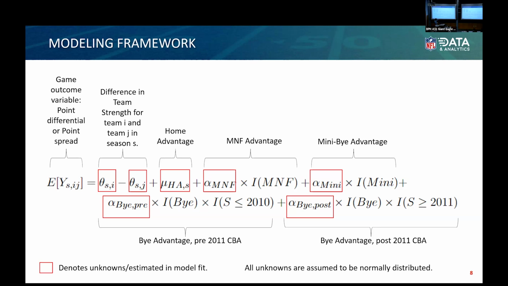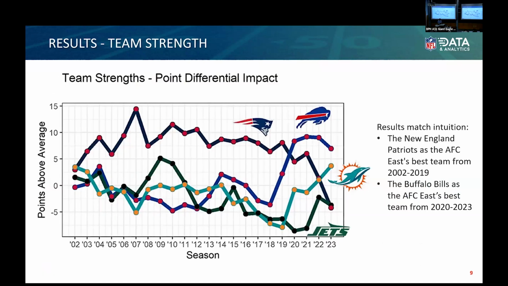Then we have our two bye advantages here at the bottom. They work similarly to the other rest advantages in terms of how they're described, except we add an additional term to split the fact that we had a change in CBA. That is, prior to 2010, we had the CBA in which during the bye week players were able to practice, and post 2011 we had the CBA where you're not allowed to practice. So we split these to measure these effects separately, to see if this change in CBA had an effect on the bye week and how important it is to game outcomes such as point differential and point spread.